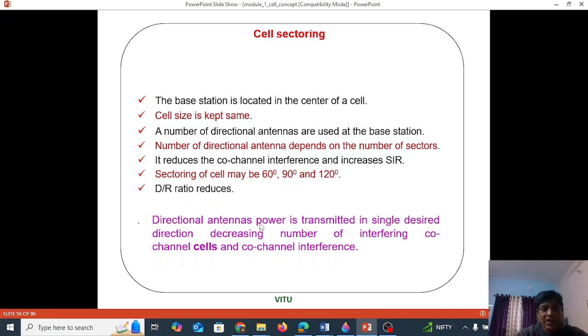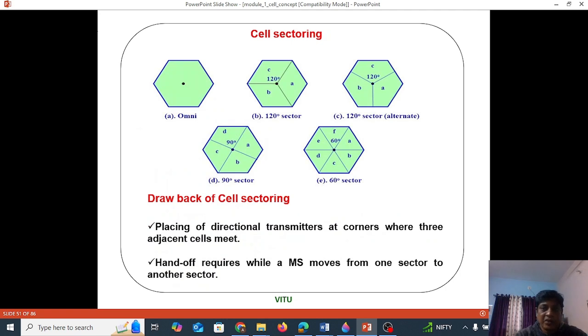So with directional antennas, power is transmitted in a single desired direction. What is a directional antenna? What is its function? It is told here: directional antennas transmit power in a single desired direction, decreasing the number of interfering co-channel cells and co-channel interference.